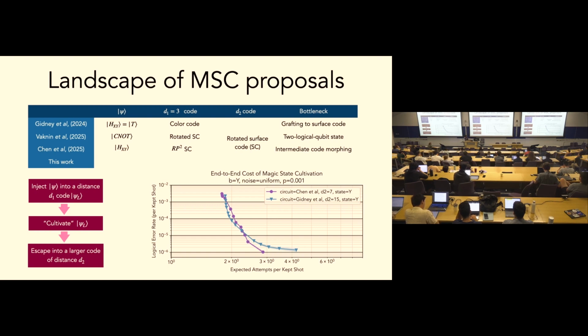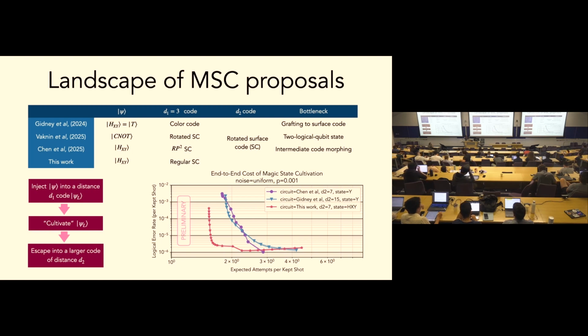In our work, we propose using the Hadamard eigenstate, the same as the previous protocols by Gidney and Chen, but we choose to do it on the unrotated or regular surface code, therefore avoiding bottlenecks encountered by previous protocols. And the results we see are as follows. This is preliminary. So at the top of the curve that we have here, we already see a lower logical error rate in comparison to previous protocols.